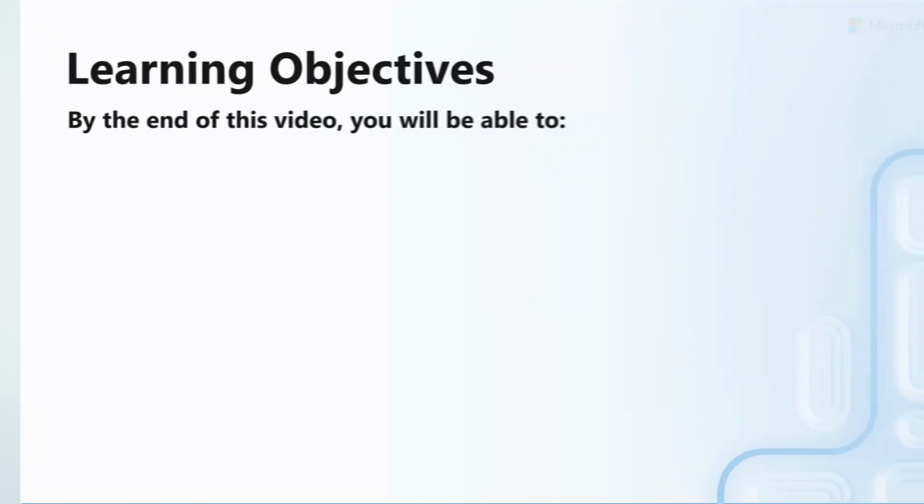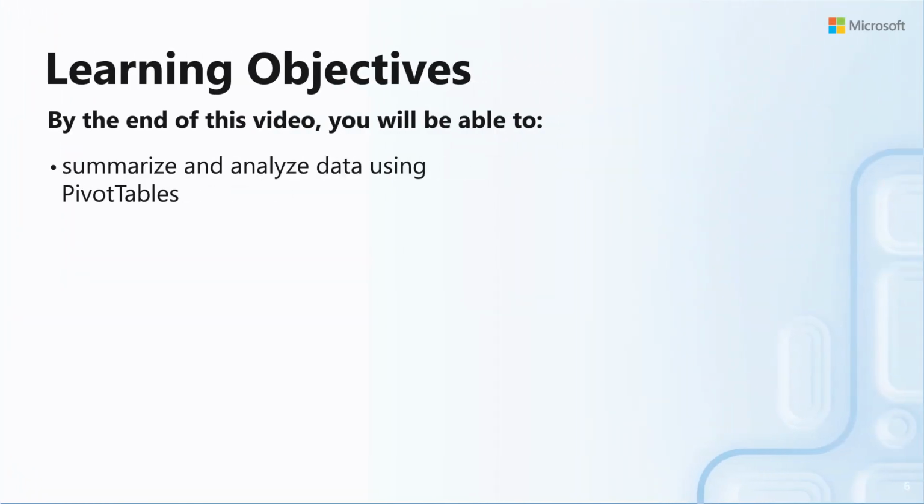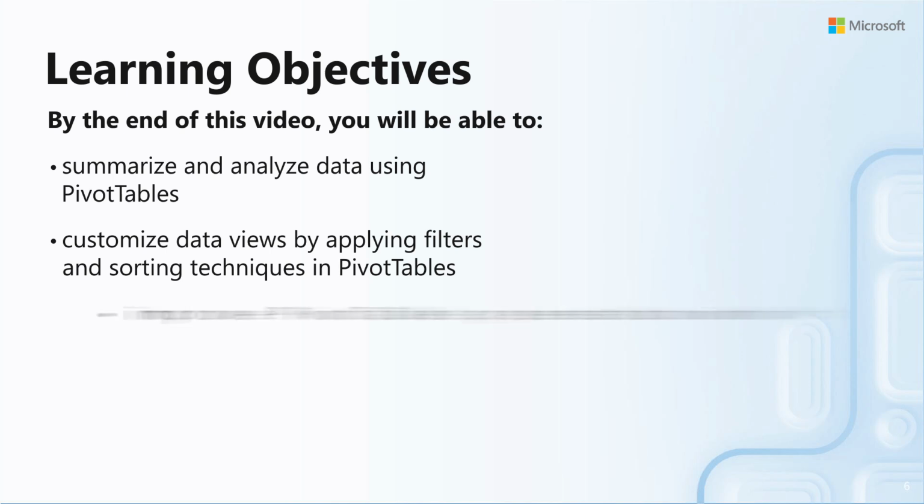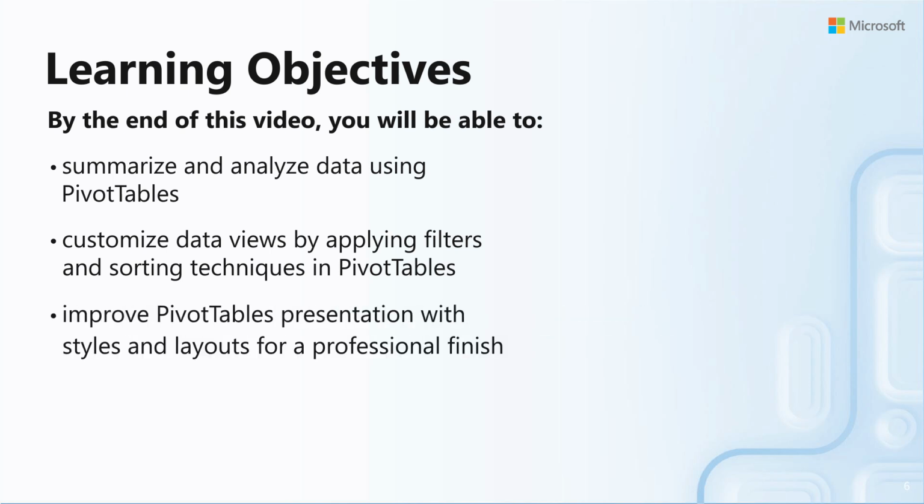By the end of this video, you will be able to summarize and analyze data, customize data views by applying filters and sorting techniques, and improve pivot table presentation with styles and layouts for a professional finish. Pivot tables are used for various purposes, such as analyzing data to identify trends, patterns, and insights within large data sets, generating summary reports from detailed data, and performing cross-tabulations to compare different data points across multiple dimensions.